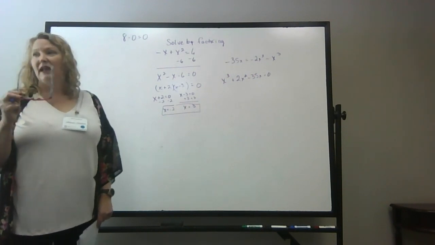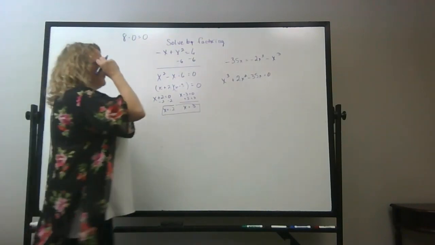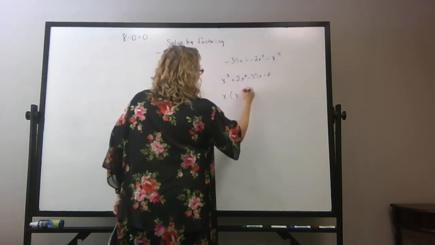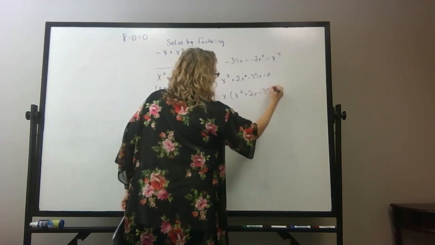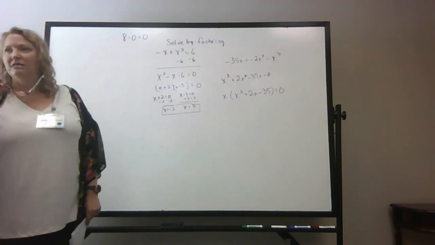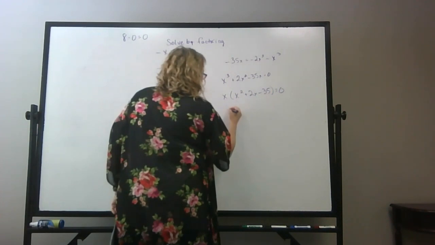Too many x's, right? Everything has one more x in it than I need. So I'm just going to factor out an x. Factor out an x, and then you're left with x squared plus 2x minus 35 equals 0. Now, can you factor that trinomial in the center? Yeah, it looks much better. Keep this x down here.